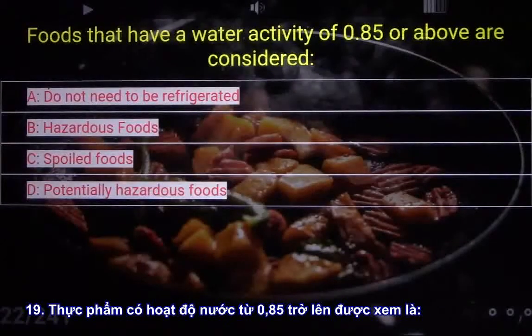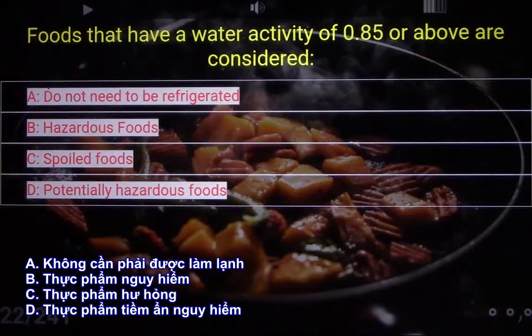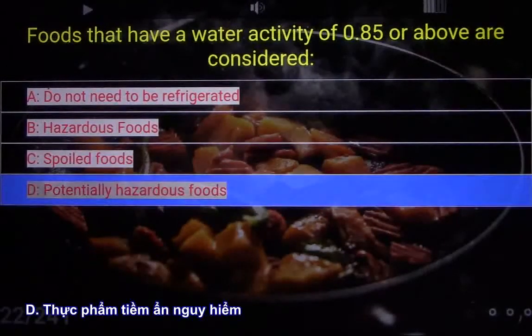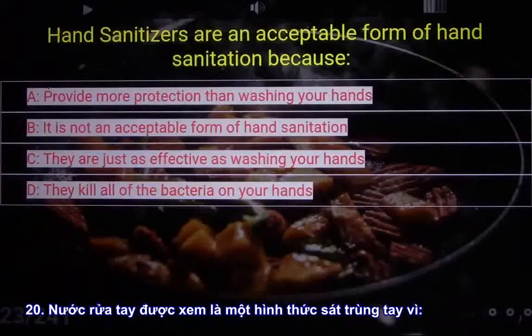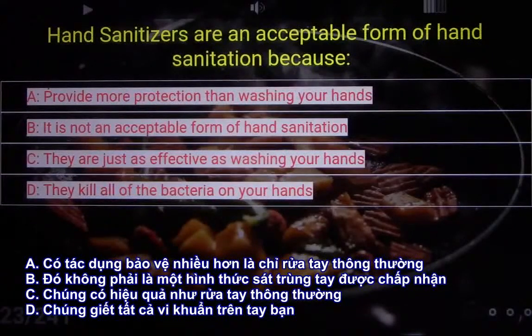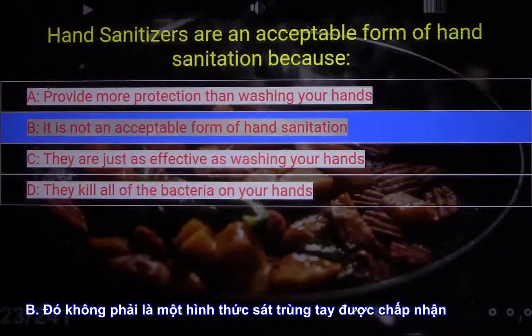Foods that have a water activity of 0.85 or above are considered D. Potentially hazardous foods. Hand sanitizers are an acceptable form of hand sanitation because B. It is not an acceptable form of hand sanitation.